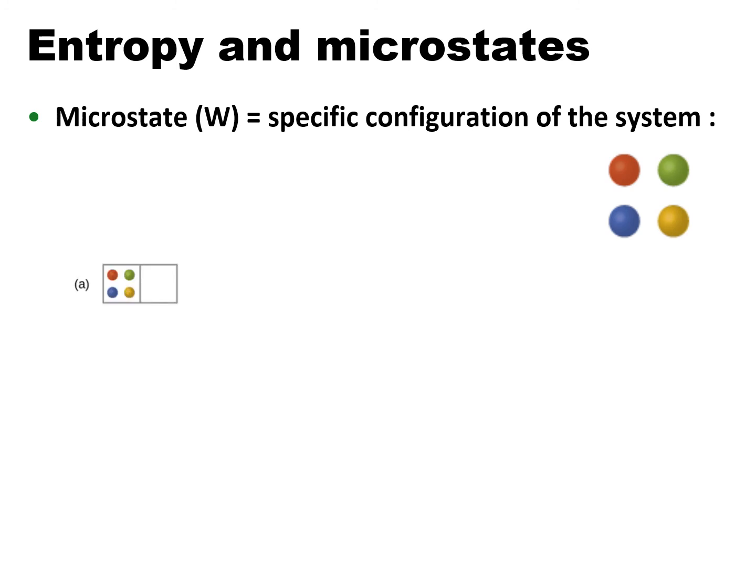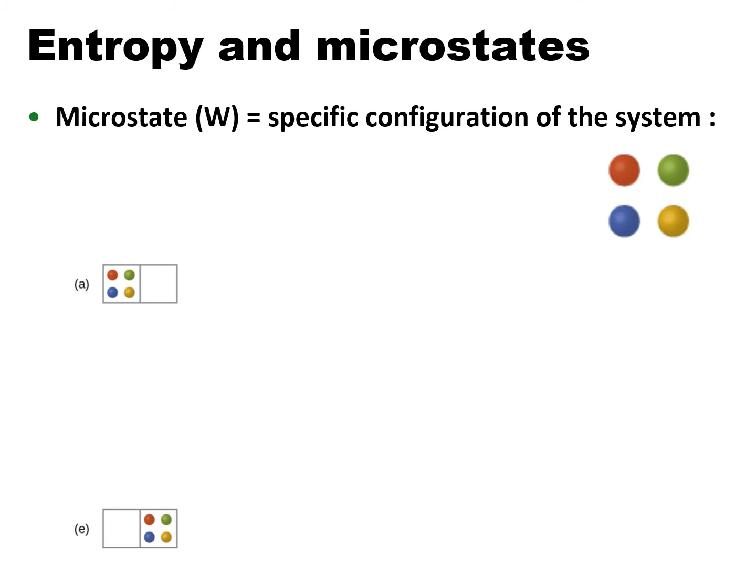So the first possibility is to put all 4 objects in one of the 2 containers, the one on the left. And there is only one way to do that. So we have only one microstate for that particular configuration. Of course, instead of putting all 4 of them in the left container, we could put all 4 of them in the right container. But again, there's only one way to do that.